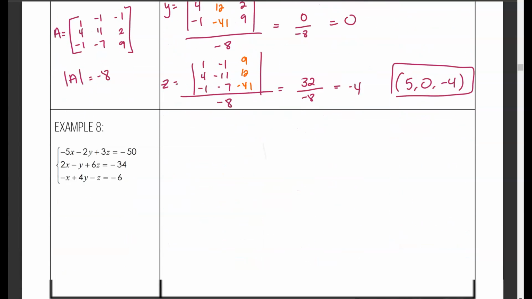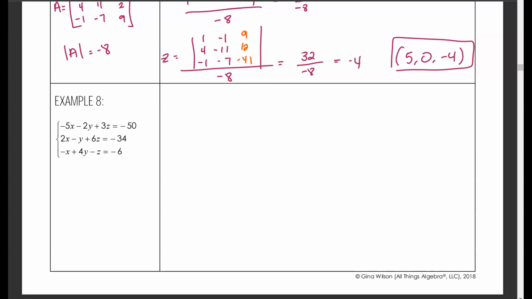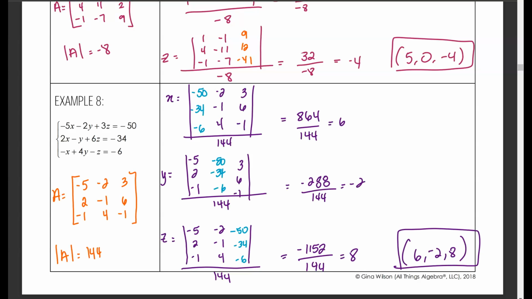Our very last example for this particular concept. Go ahead and try this out, and hopefully we get it, and it means we have a good handle on this. All right, for our last system of equations, we got that the determinant of A is equal to 144. We got our x value to equal 6, our y value to equal negative 2, and our z value to equal positive 8. Hopefully that worked out and you got that correct.